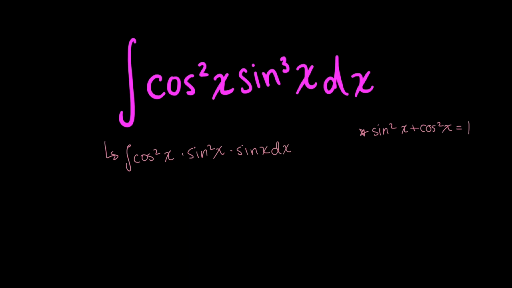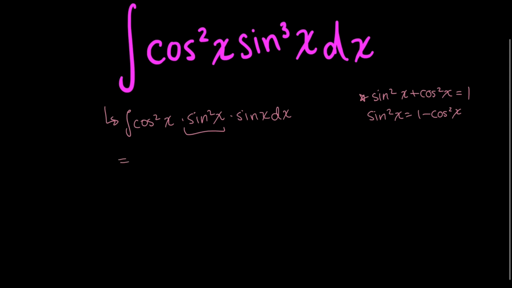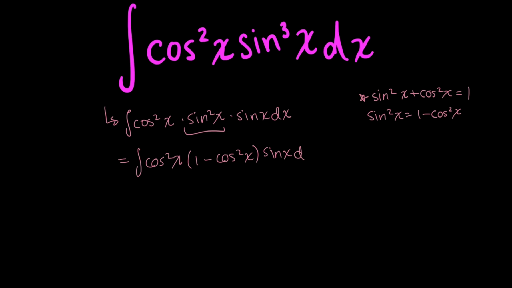Now the reason I factored out one of those sines was to substitute using the Pythagorean identity. So sine squared x would be equal to 1 minus cosine squared x. And now this would be equal to cosine squared x times 1 minus cosine squared x times sine x dx.